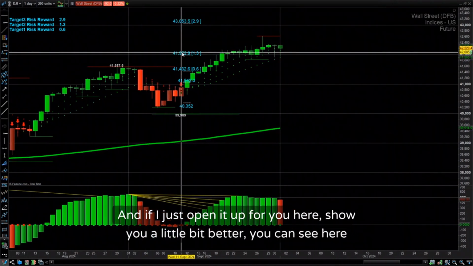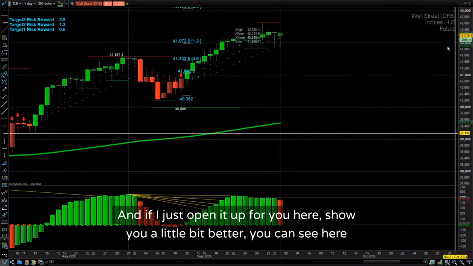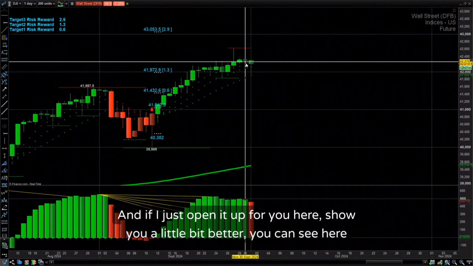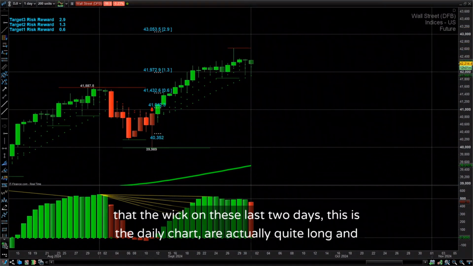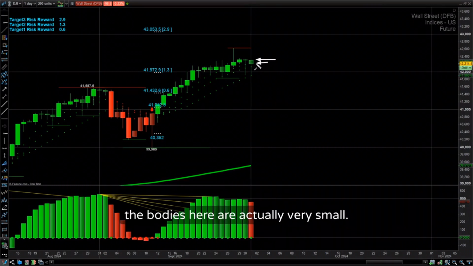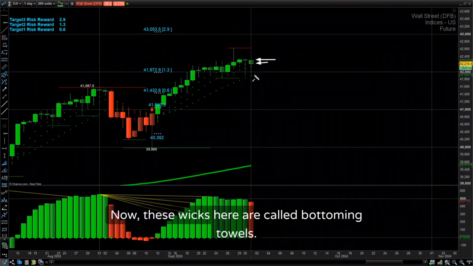And if I just open it up for you here, to show you a little bit better, you can see that the wicks on these last 2 days, this is the daily chart, are actually quite long, and the bodies here are actually very small. Now these wicks here are called bottoming tails.